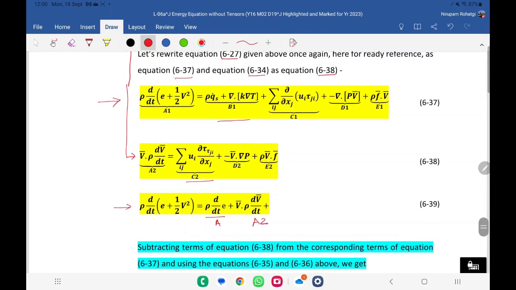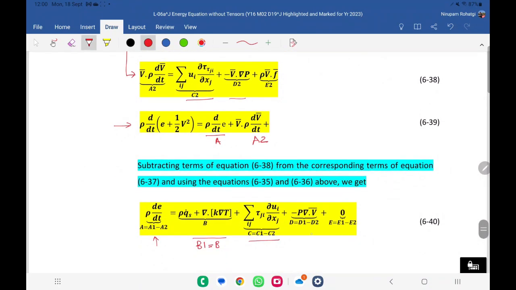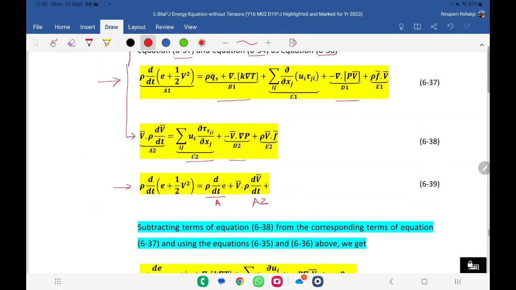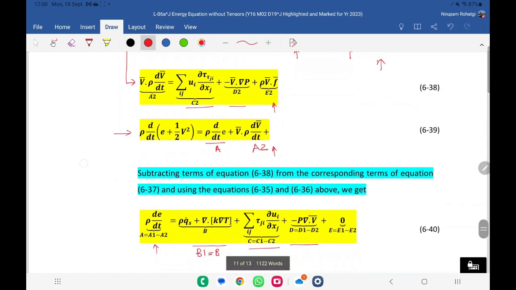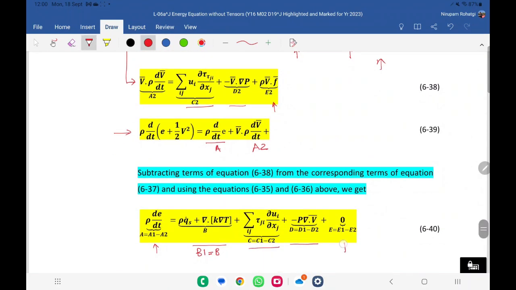And similarly from D1 you are going to subtract D2. Once you subtract D2 from D1, you get this term. Okay, because there are two terms here, two terms here, two terms here. Okay, and these two terms are same, E1 and E2. So you get E1 minus E2 equal to 0.